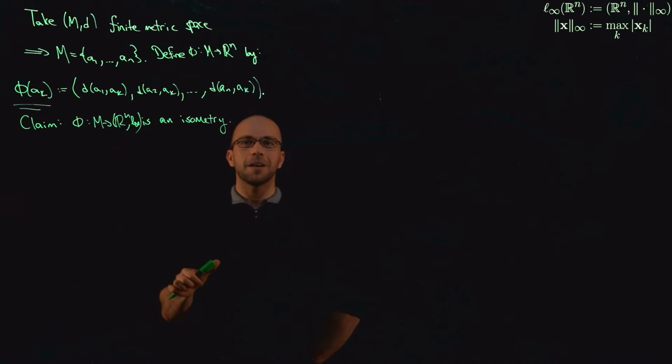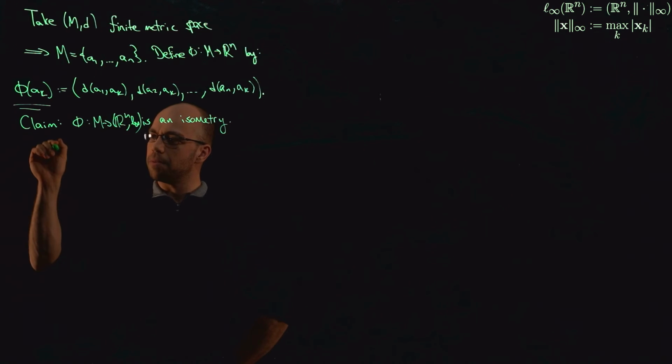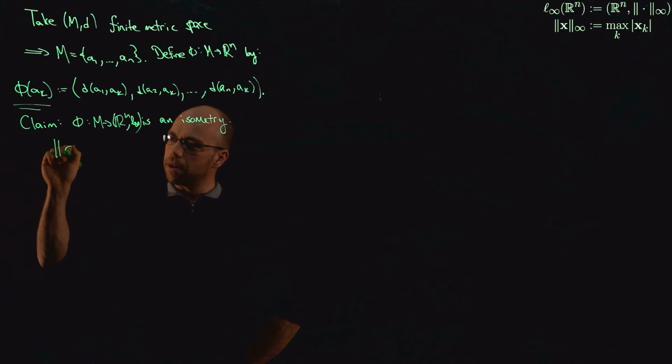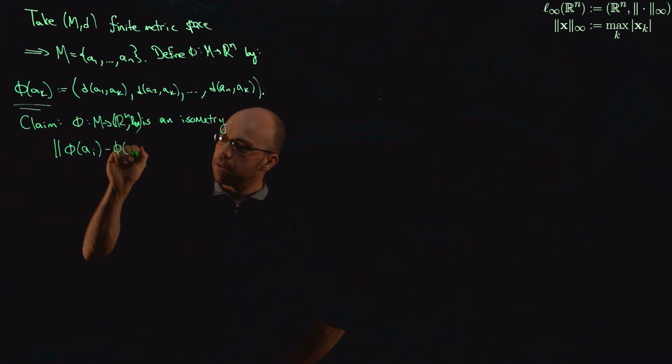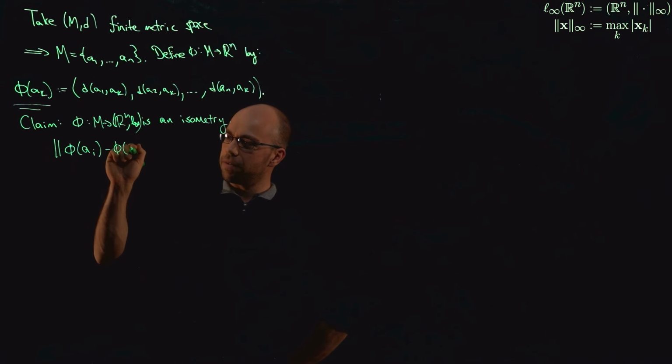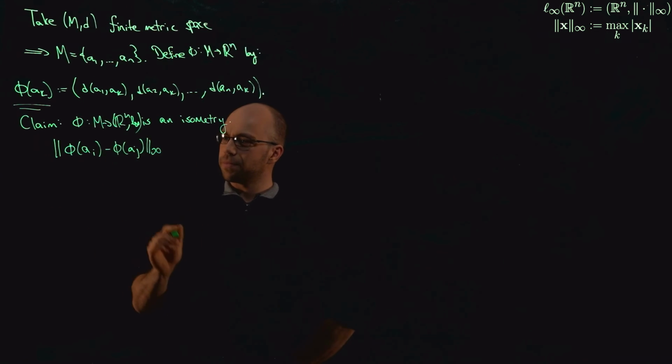We need to prove something about that norm. So first, let's write down an expression for what that norm is. Essentially, the distance that we're working with looks something like this: the L infinity norm of phi of AI minus phi of AJ.